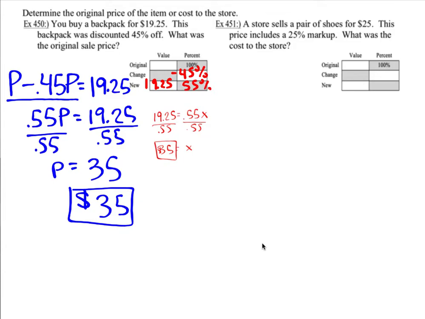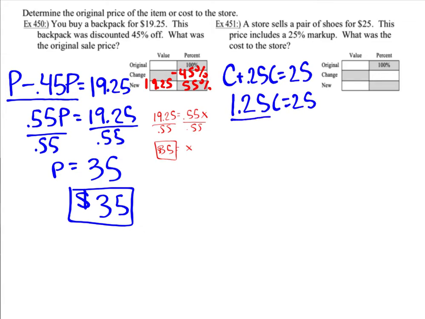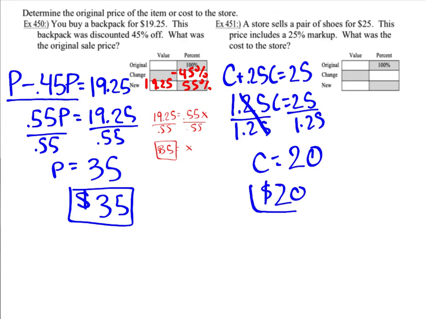Okay, example 451. A store sells a pair of shoes for $25. This includes a 25% markup. What is the cost to the store? The cost plus 25% of the cost equals $25. That's 125% of the cost is $25. If we divide by 125%, we get the original cost. I believe it's going to come out to be 20, but 25 divided by 125% is 20. So the original cost to the store was $20.